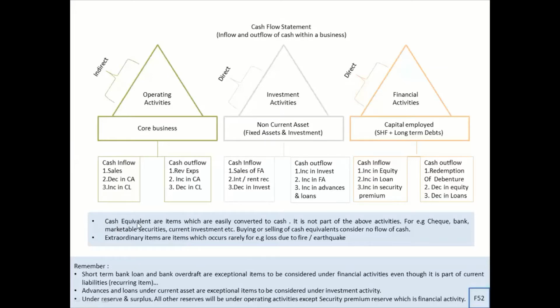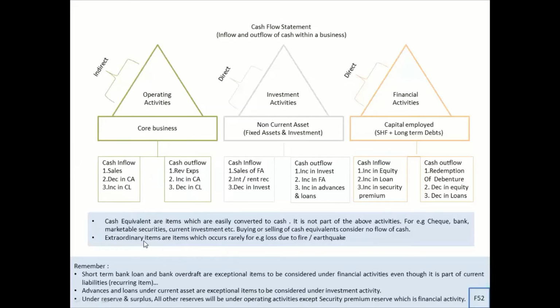Students usually put cash equivalent under operating activity. It's a common mistake done. The reason behind it is because we say that current asset and current liabilities are operating activity and cash equivalent falls under current asset, right? So this is one common mistake which students do. So you should be very careful when you're analyzing your balance sheet.